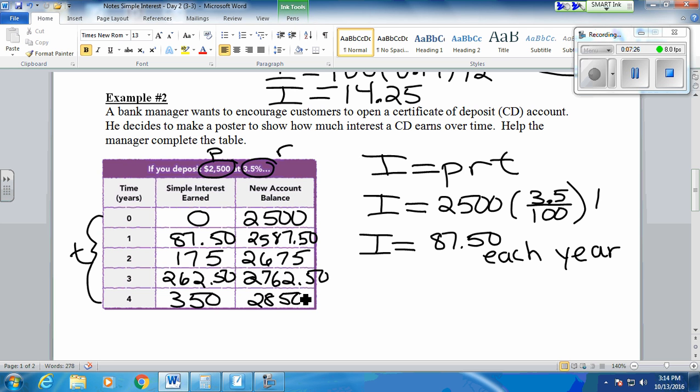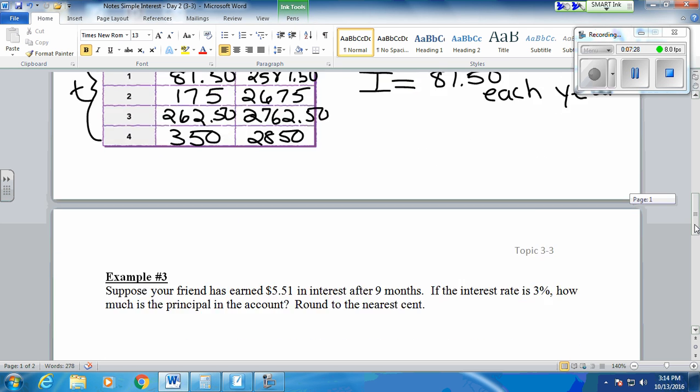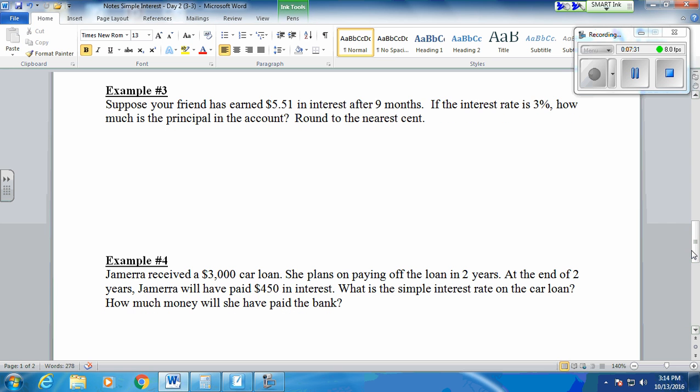Okay. So we're going to flip over to number 3. Suppose your friend has earned $5.51 in interest after 9 months. If the interest rate is 3%, how much is the principal in the account? Round to the nearest cent.